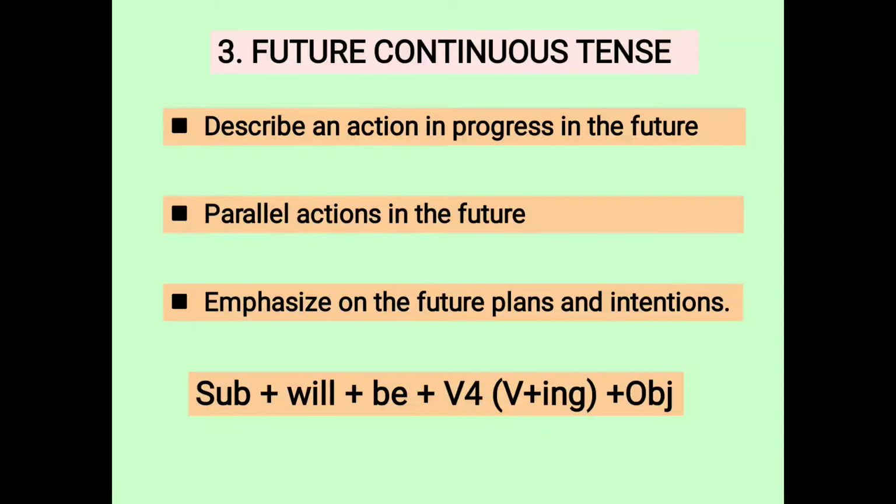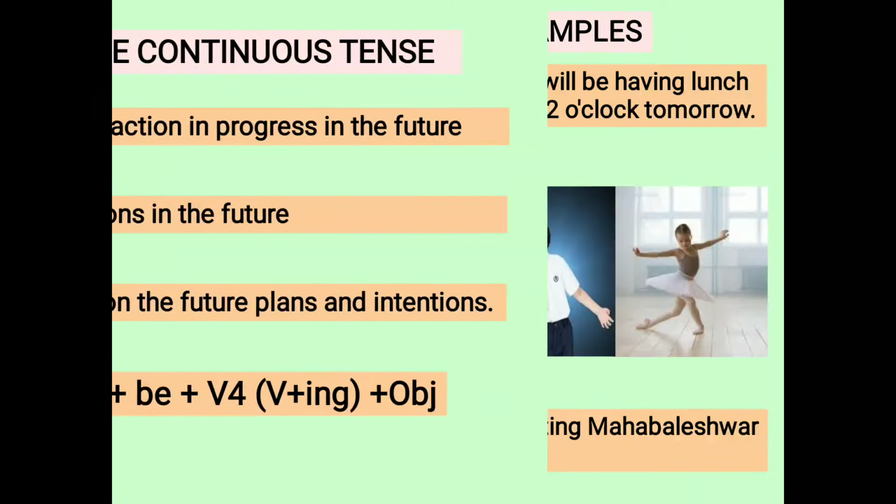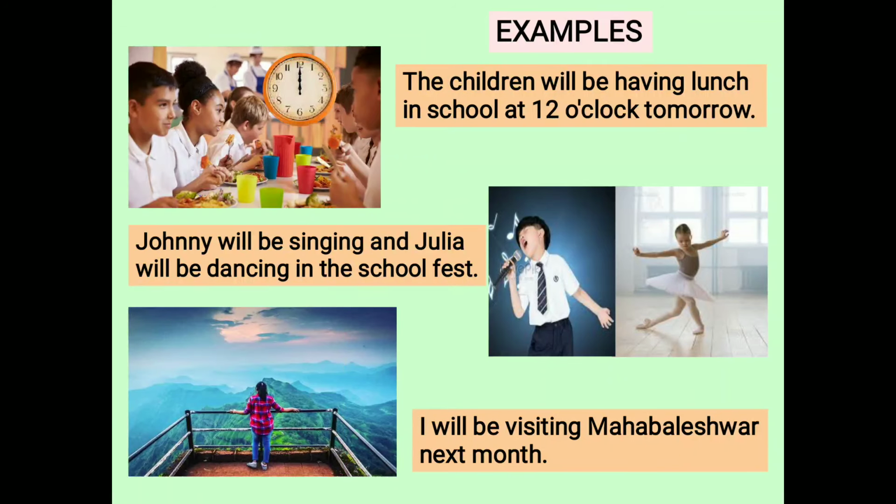What is the sentence structure like? The sentence structure will be subject plus shall or will. Please note I have skipped the shall, please add the shall. Shall or will plus be plus the fourth form of the verb, that is the verb plus ing form, plus object. Okay, so this is the sentence structure. We will get a clearer idea if we go through the examples that have been provided.